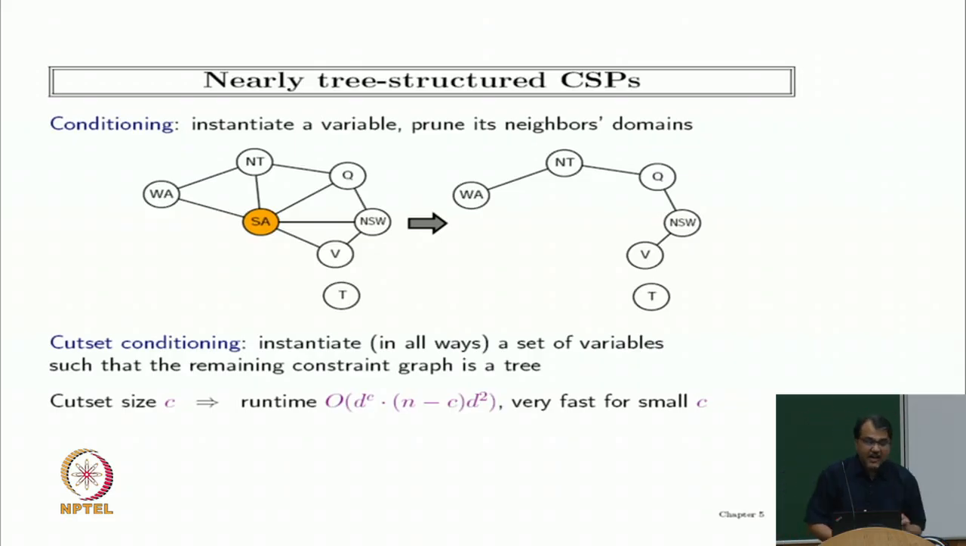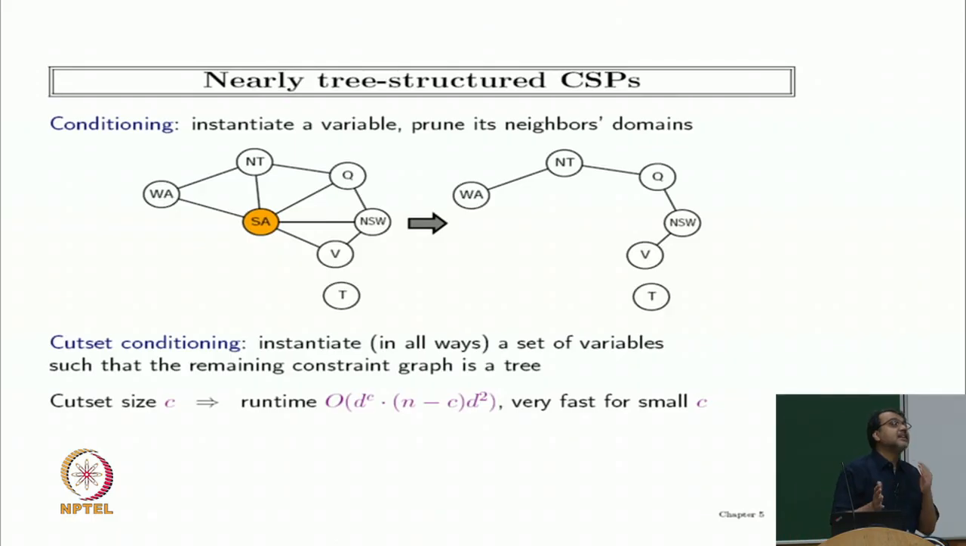In general, if there are C variables that I need to set to make my graph a tree, then these C nodes are called cut sets. This is a technical term, a graph theoretic term. It says that a cut set is those nodes that as soon as I remove them and associated edges, my remaining graph becomes a tree.